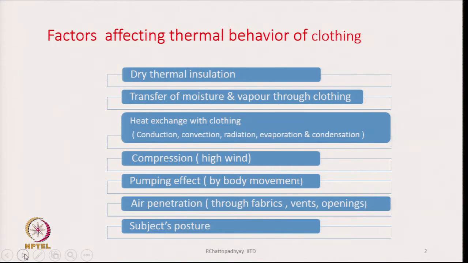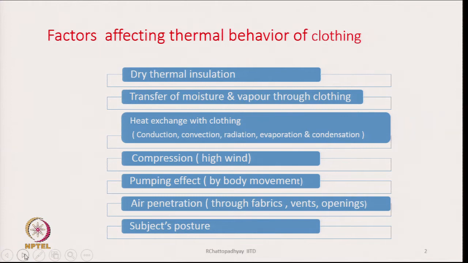The third one is heat exchange with the clothing, and the heat exchange means what? Conduction, convection, radiation, evaporation, and also possibilities of condensation. All are very, very important for understanding the thermal behavior of clothing.